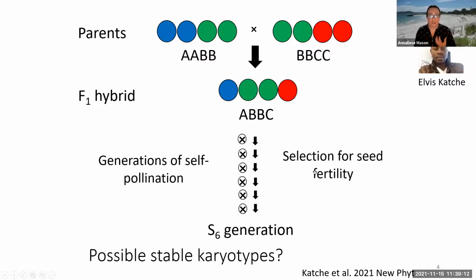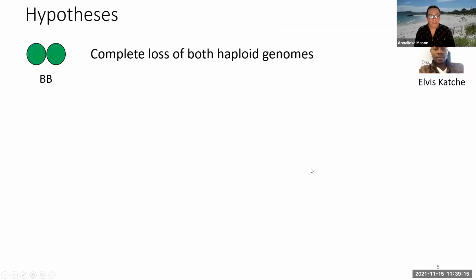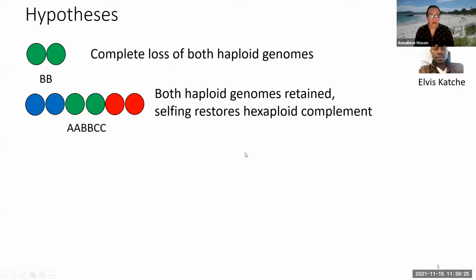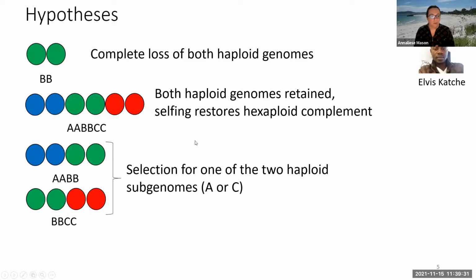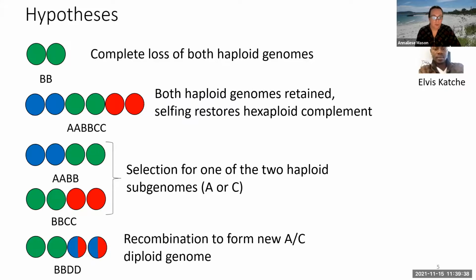So do we have new stable plants? And what actually does happen? Do we get complete loss of both haploid genomes? These are the potential hypotheses. Maybe we just end up with the diploid genome and we lose the A and C. Maybe we retain both haploid genomes, so we get AABBCC somehow. Maybe we get selection for one of the two haploid genomes, so maybe they prefer to keep the A or the C subgenome. And maybe we get some recombination to form a new AC diploid genome at the end.